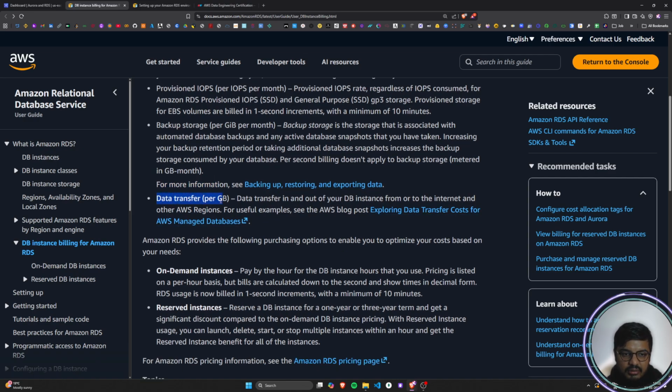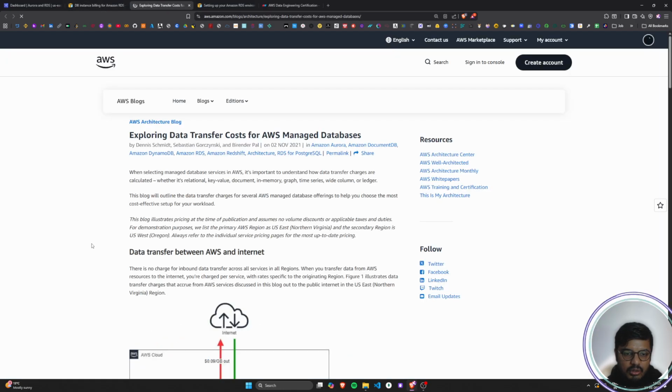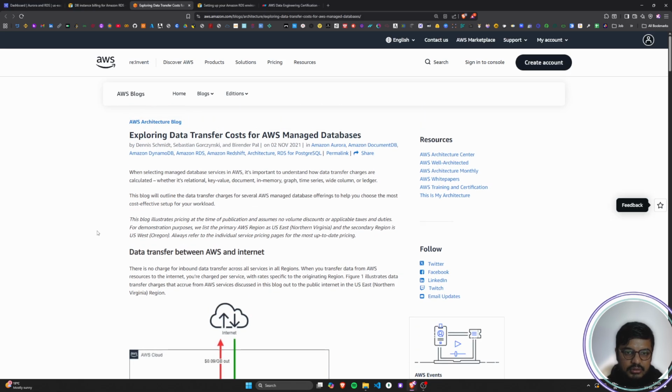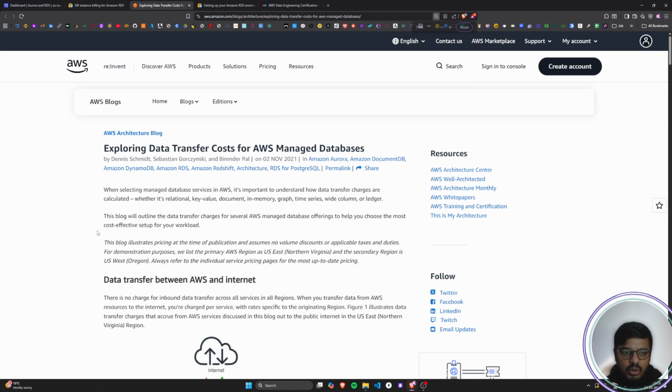Now talking about the last thing for which we will be charged, which is our data transfer, and we will be charged on a per GB basis. So data transfer in and out of your database instance from or to the internet and other AWS regions. For example, see the blog post for more information. If you want to explore more about the cost of data transfer, you can go to this particular link: exploring data transfer cost for AWS managed database.